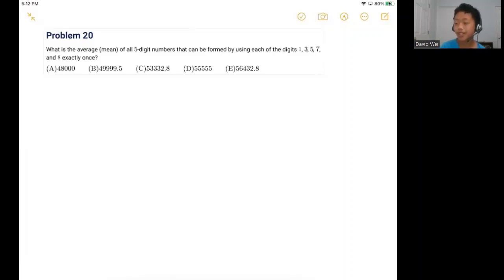So it says, what is the average of all 5-digit numbers that can be formed using each of the digits 1, 3, 5, 7, and 8 exactly once? So this question is pretty weird, right?